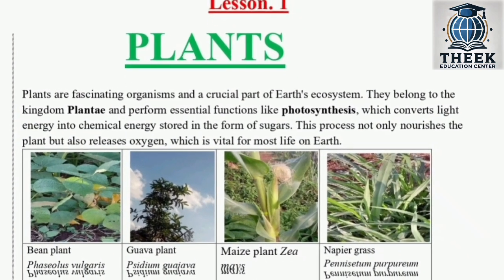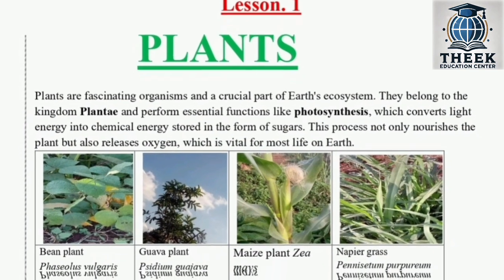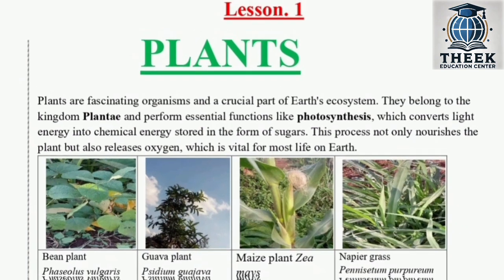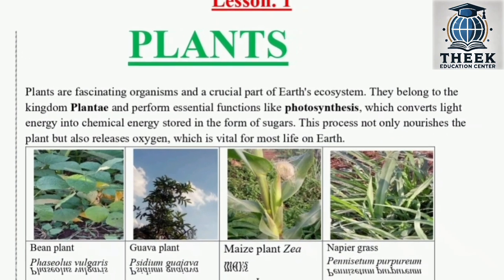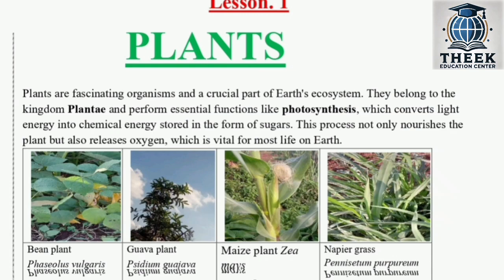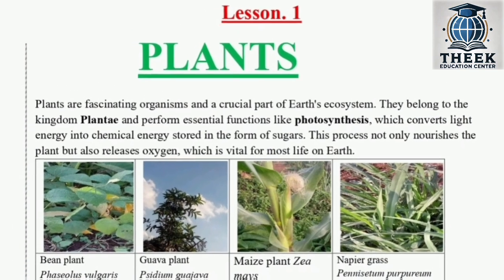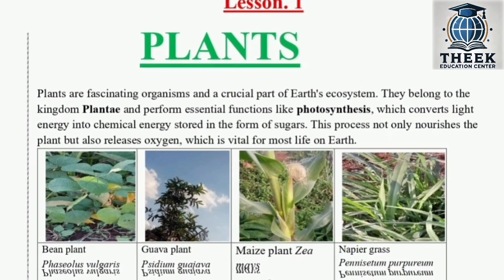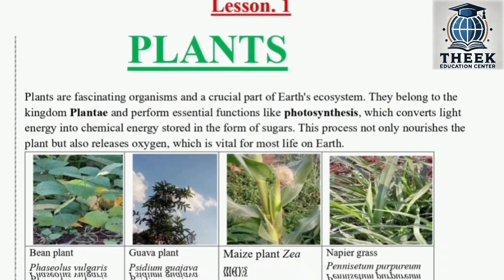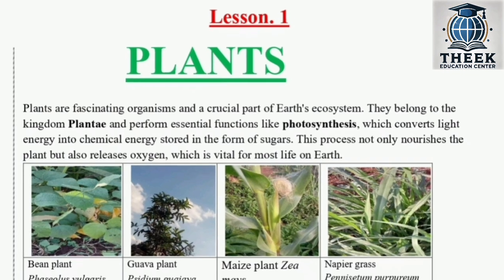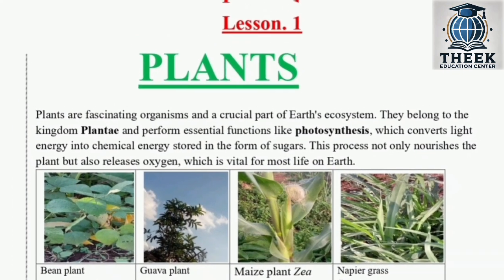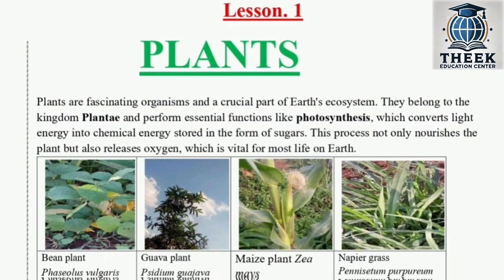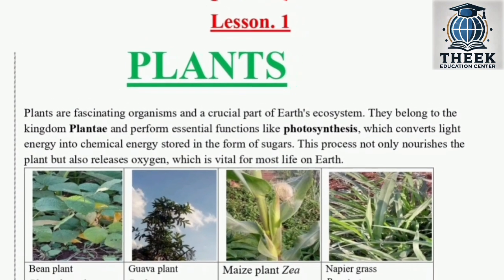Photosynthesis takes place in two stages that we'll discuss later. Just to mention, these stages are the light stage, or light-dependent stage, and the dark stage, that is the light-independent stage. Now, in this process, photosynthesis, it not only nourishes the plant, but also releases oxygen, which is vital for most life on Earth.